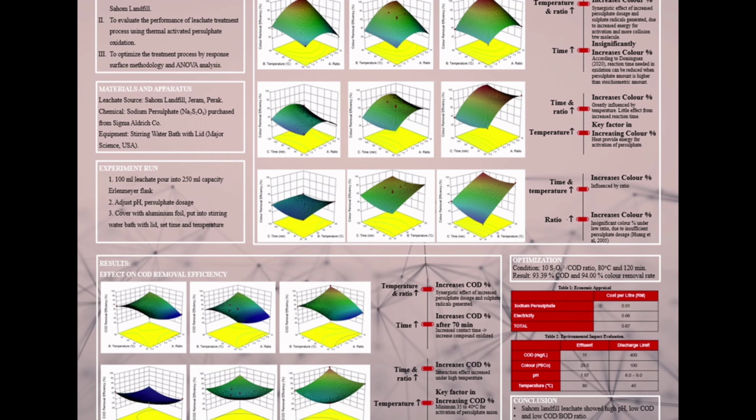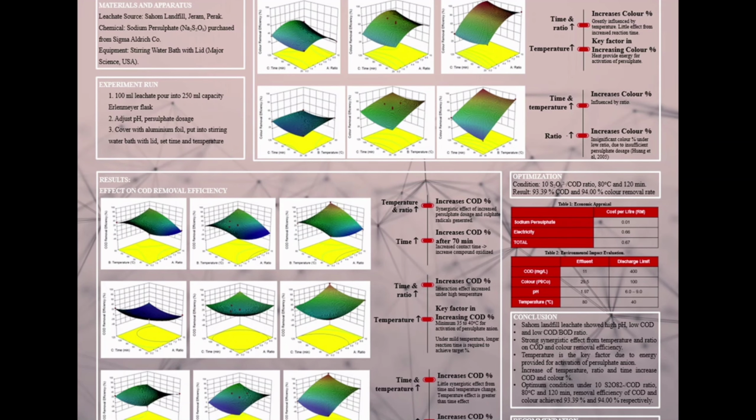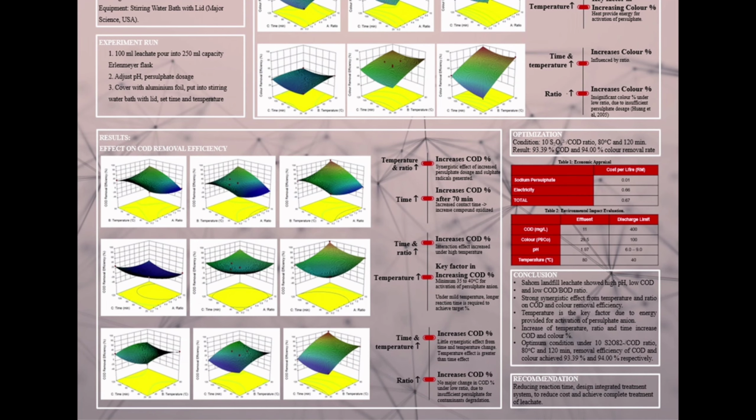Persulfate dosage was a limiting factor for the treatment of leachate, since more persulfate will lead to more contaminants being oxidized. Temperature is a key factor in optimizing the treatment efficiency. A higher temperature provides more energy for the activations of persulfate by creating cleavage in the peroxide bond, thus generating strong oxidants, sulfate radicals.